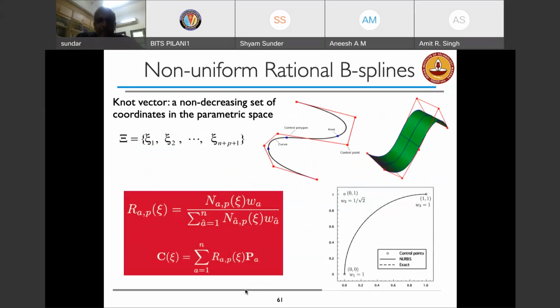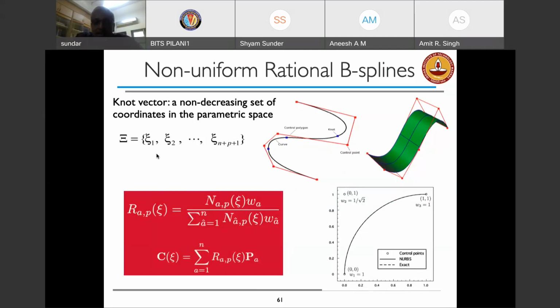So non-uniform rational B-splines are basically written from B-splines, which are Bezier splines. They are polynomials over polynomials. They are written by what is called a knot vector, which is a non-decreasing set of coordinates in the parametric space, right? And this parametric space can be anything. So it could be in the physical space also, although it is called parametric space.